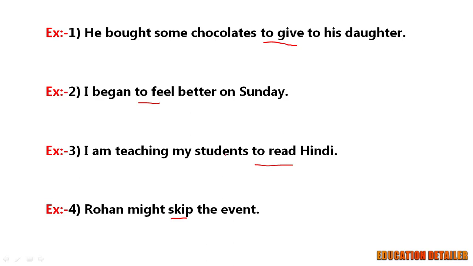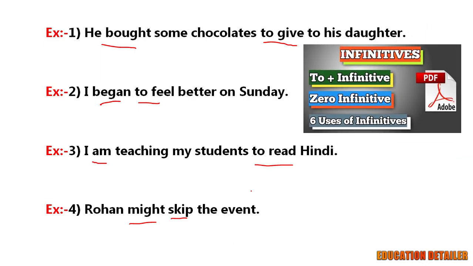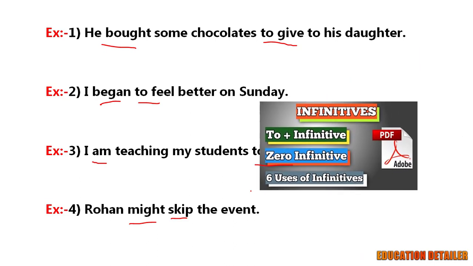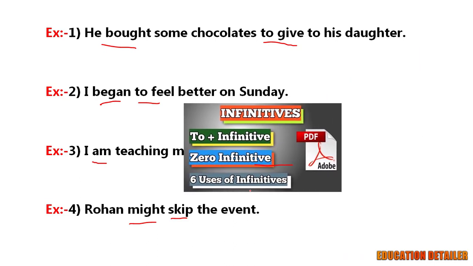These do not change to match with the subject and do not form tense. Hence, these are called the non-finite verbs. Bought, began, am, might are called the finite verbs. If you want to learn every detail about infinitives, then this video is for you. I have discussed each and everything with examples.